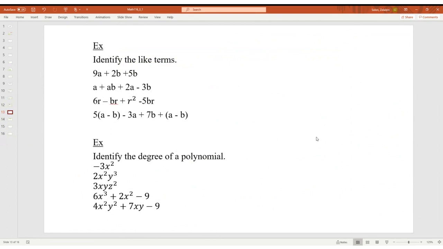First example, identifying like terms. Like terms are terms with the same variable raised to the same power. The variables have to be the same. So 9a is not the same as 2b, so they are not like terms. But 2a is the same as 5a, so they are like terms. Similarly, we have 2b and 5b. And the next one, we have a plus ab plus 2a minus 3b. So a here and 2a are like terms. You can add them, you can subtract them from the expression. Now I want you to find the like terms for number 3 and number 4.